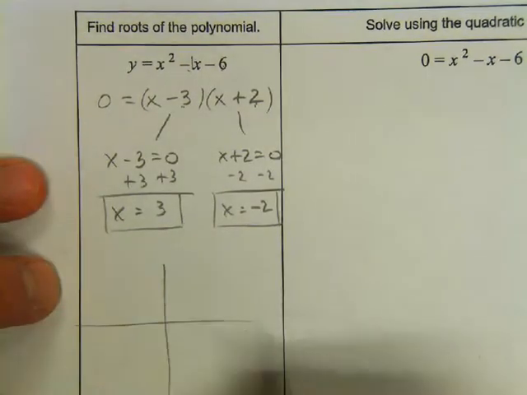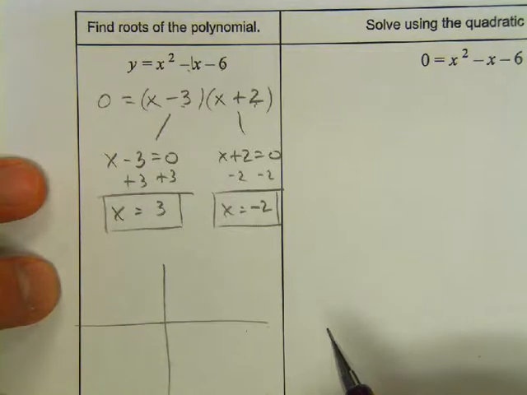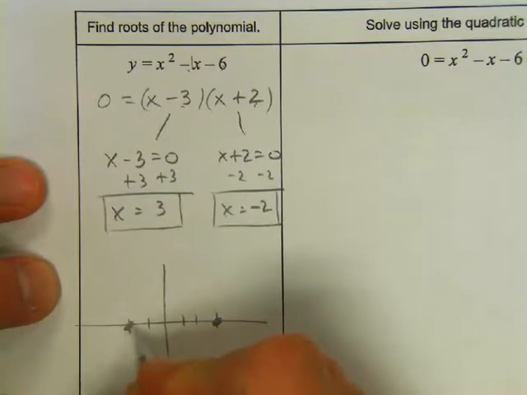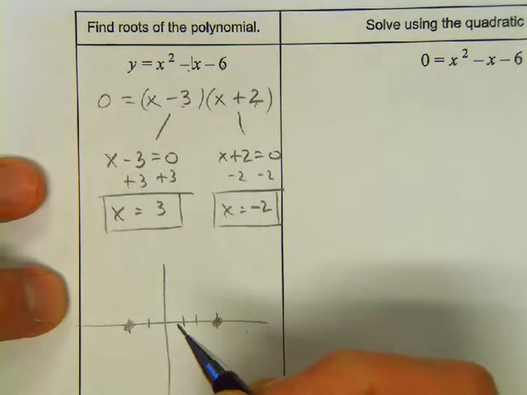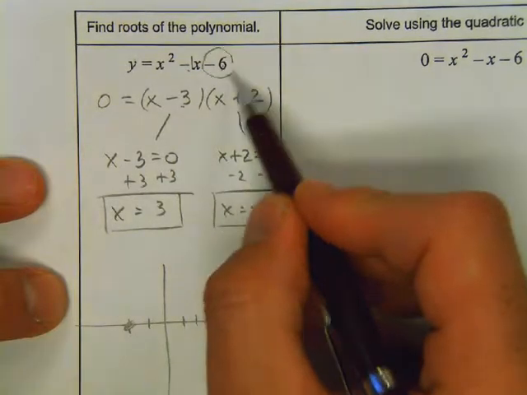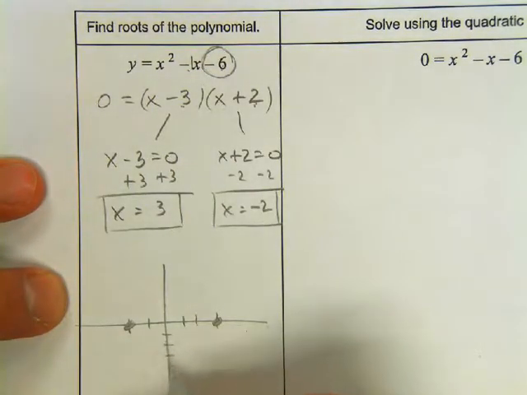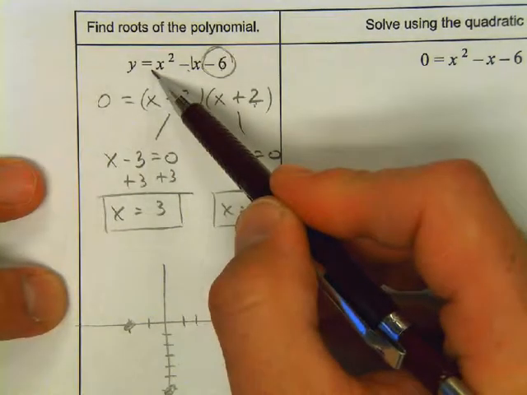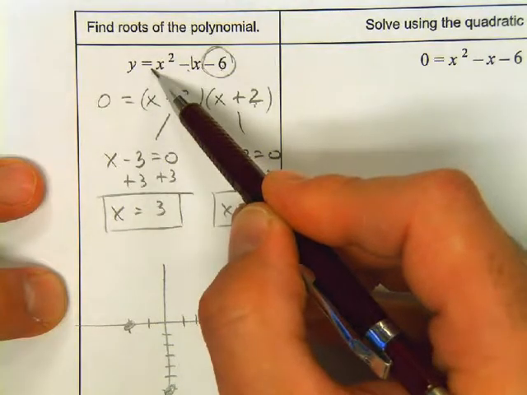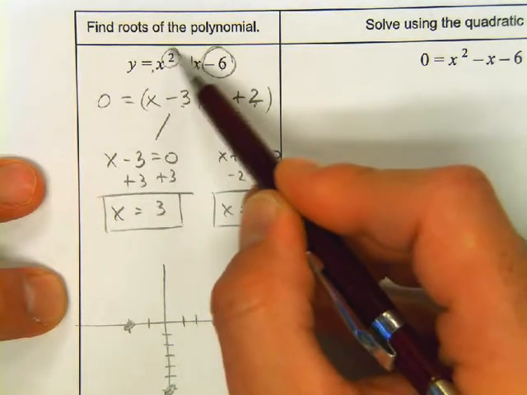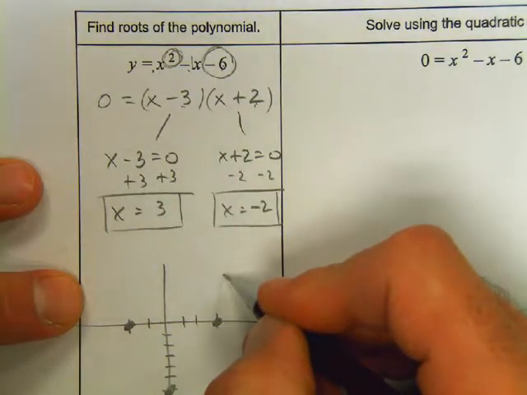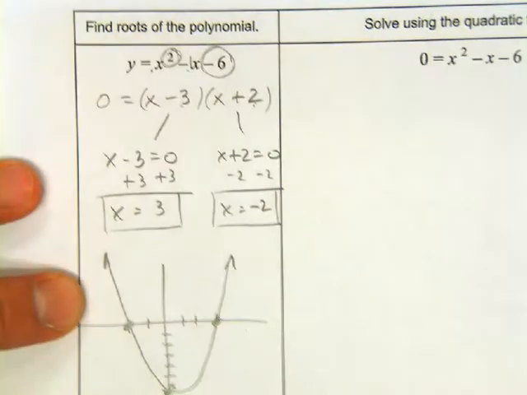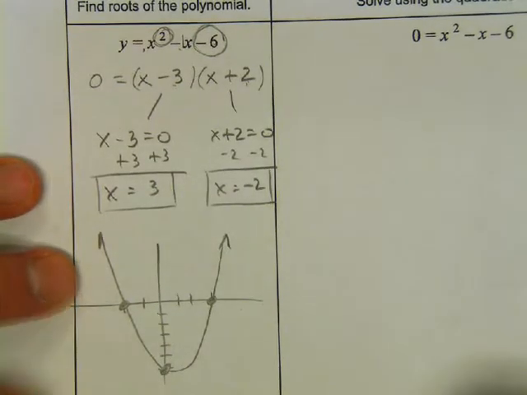Let's do a quick graph here. 3 is an x-intercept. Negative 2 is an x-intercept. How about the y-intercept? It's right there, negative 6. How about the right-hand behavior? Up, because its lead coefficient is positive. And how about the left? Same, because it's even. So this is going to look something like that. Okay? Alright, that's just a little review.